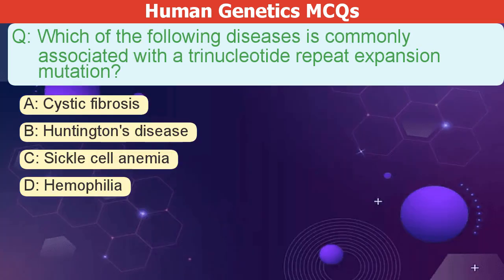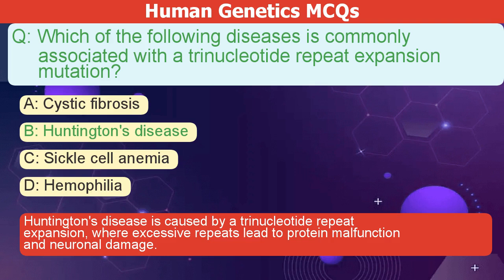Which of the following diseases is commonly associated with a trinucleotide repeat expansion mutation? A. Cystic fibrosis. B. Huntington's disease. C. Sickle cell anemia. D. Hemophilia. The correct answer is B. Huntington's disease is caused by a trinucleotide repeat expansion, where excessive repeats lead to protein malfunction and neuronal damage.